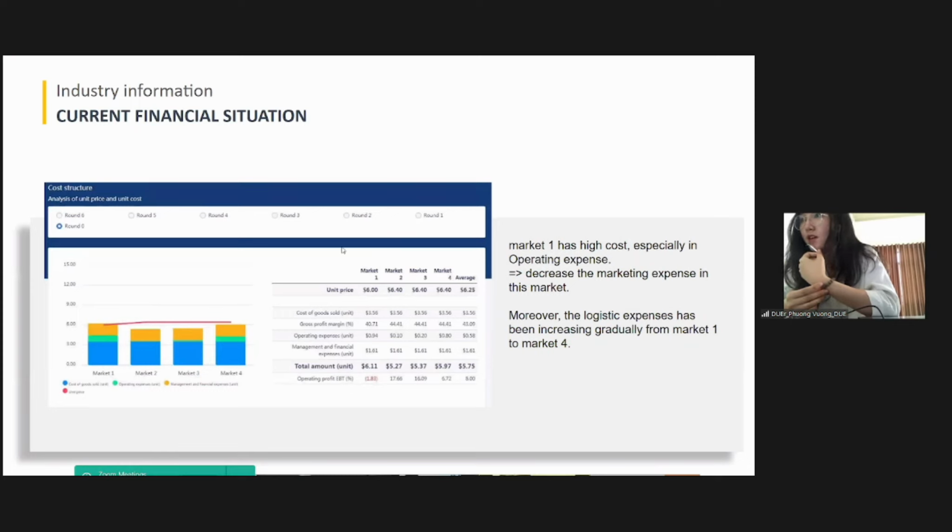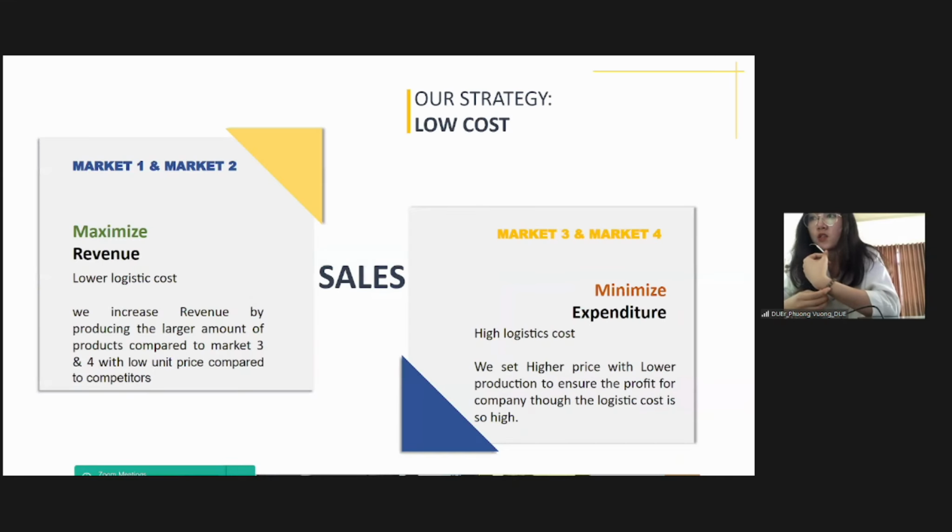Next slide. In round 0, we figured out that in the cost structure, market 1 has high costs, especially in operating expense, so we decided to decrease the marketing expense in this market. Moreover, the logistic expense has been increasing gradually from market 1 to market 4.